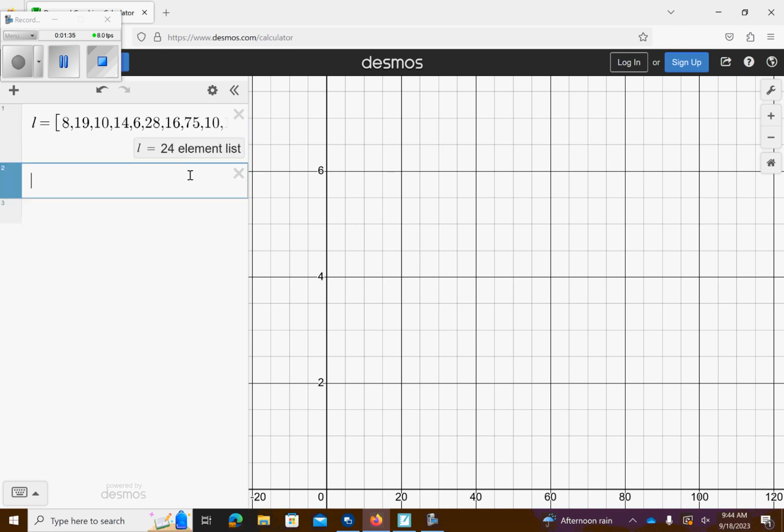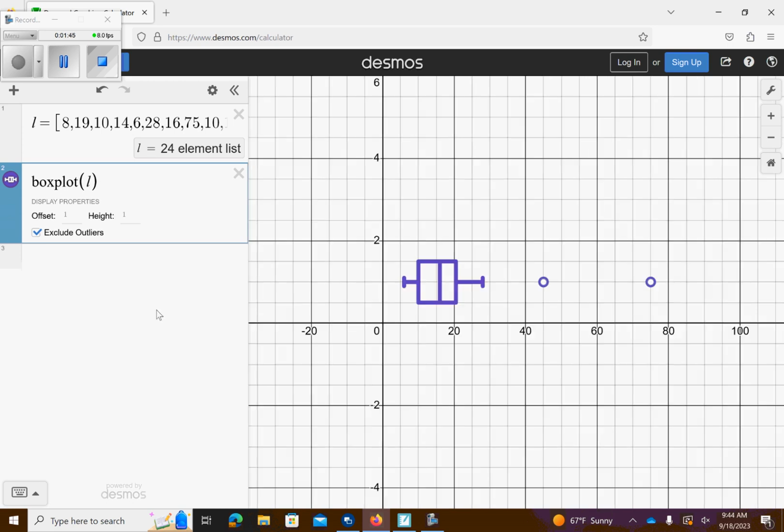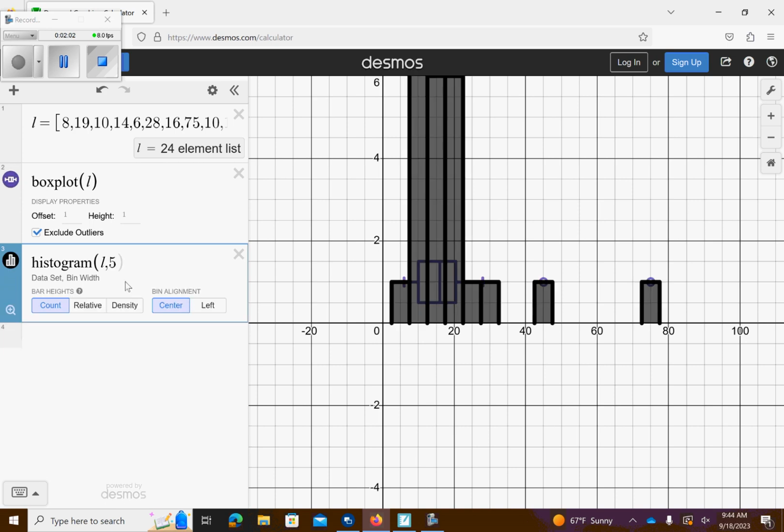All right, so create a modified box plot. On Desmos, type in box plot, open parentheses L, hit the plus button. So basically it gives us that. Make sure you label the values that are put there for you. And then it says create a different display based on our data. So I can go histogram of L, and I maybe would change this to 5.